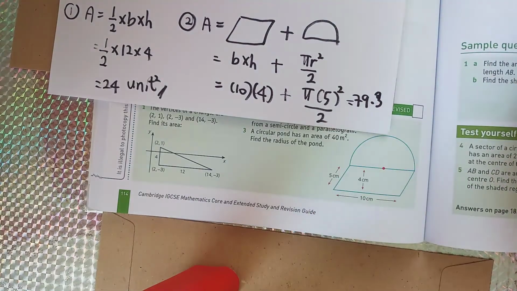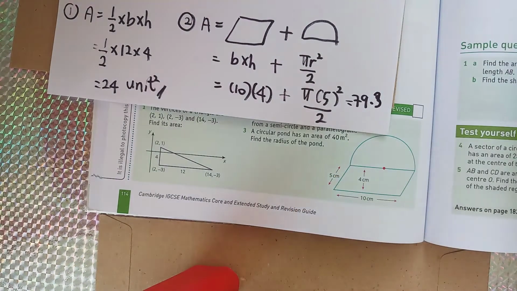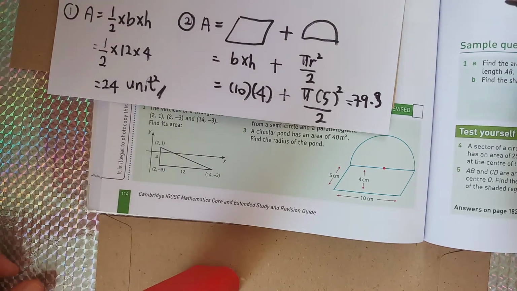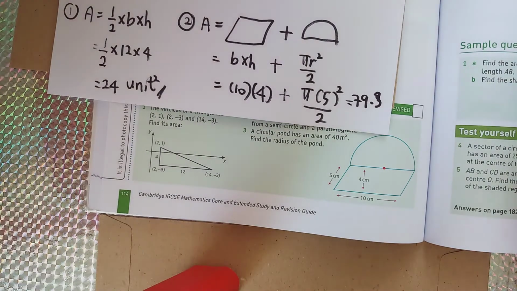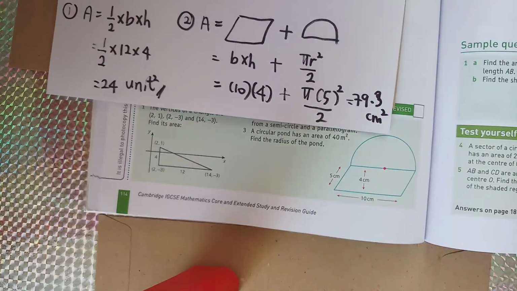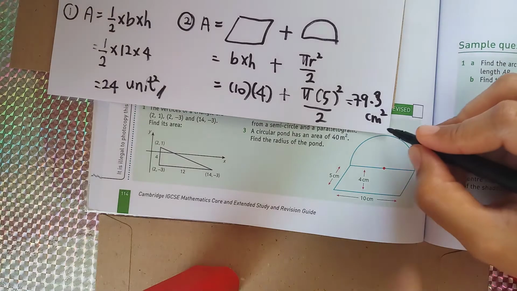Remember, we always write down the final answer in 3 significant figures only. 79.3. What is the unit? The question asks for cm, so the unit is cm square. I put it down there. Cm square. Done. Let's do the second part of the question.